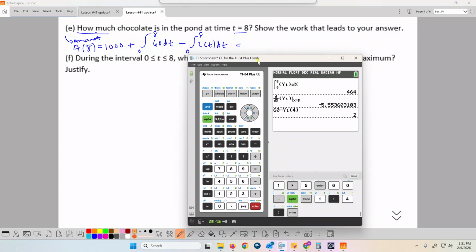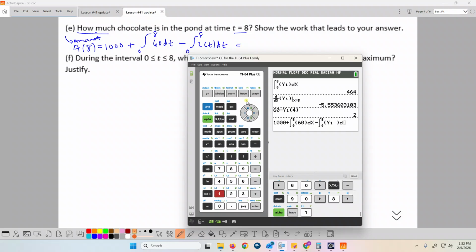All right, here we go. Let's throw this in the calculator. We have 1,000 plus math 9, we're going to set up a definite integral from 0 to 8, and we'll put here 60 dt. Then minus, we'll do the definite integral again, math 9 again, this time from 0 to 8 still, but the function that we use is the L of t, and remember that's in y1.